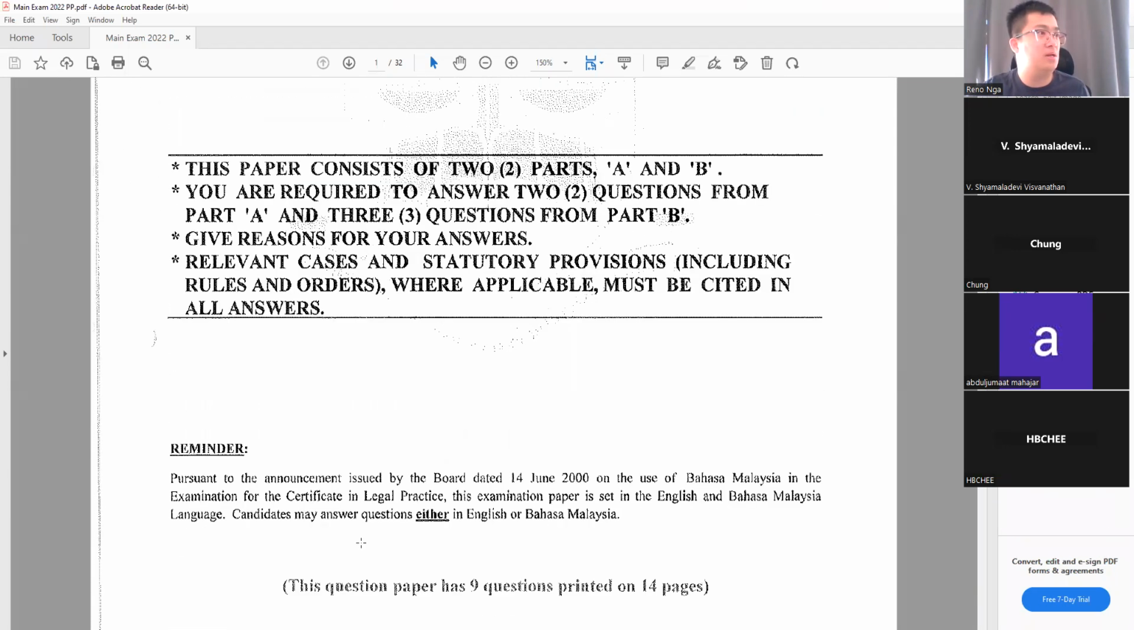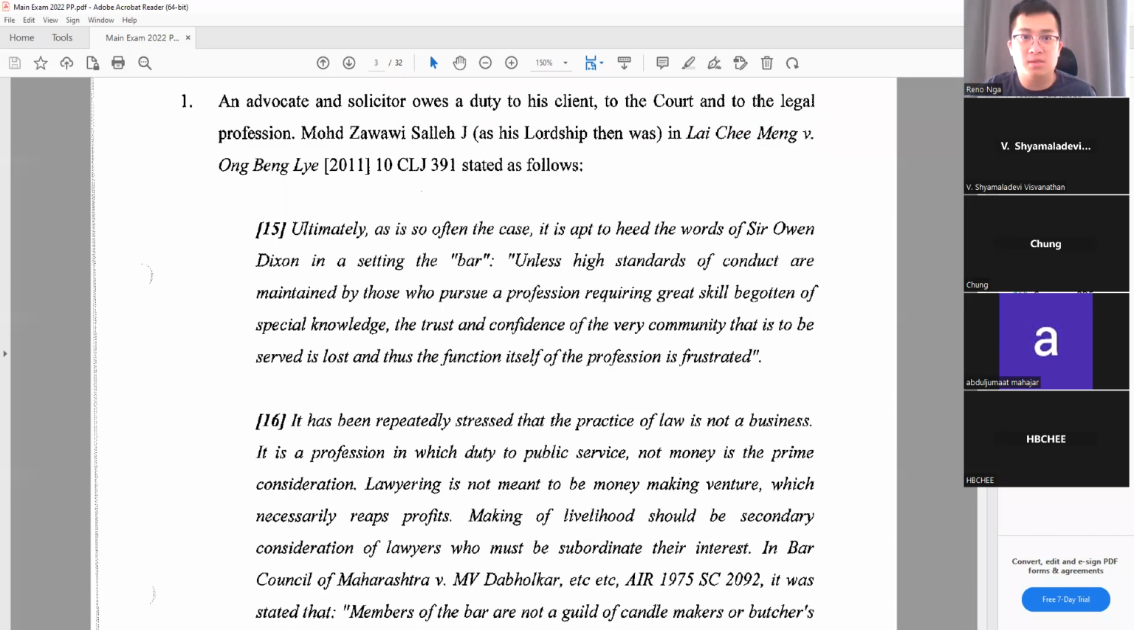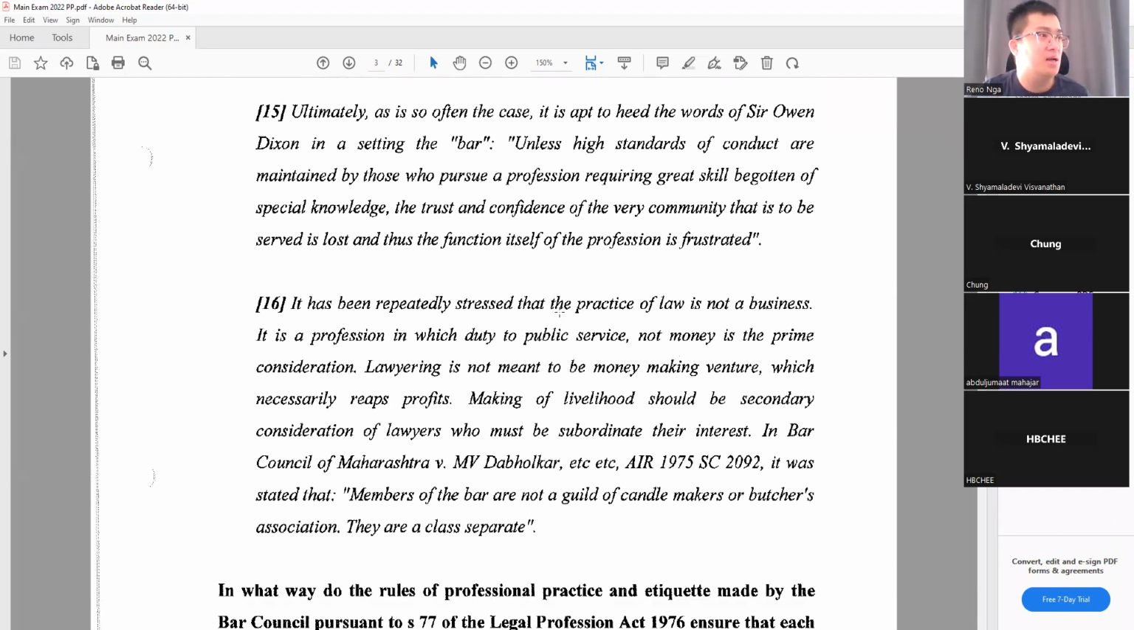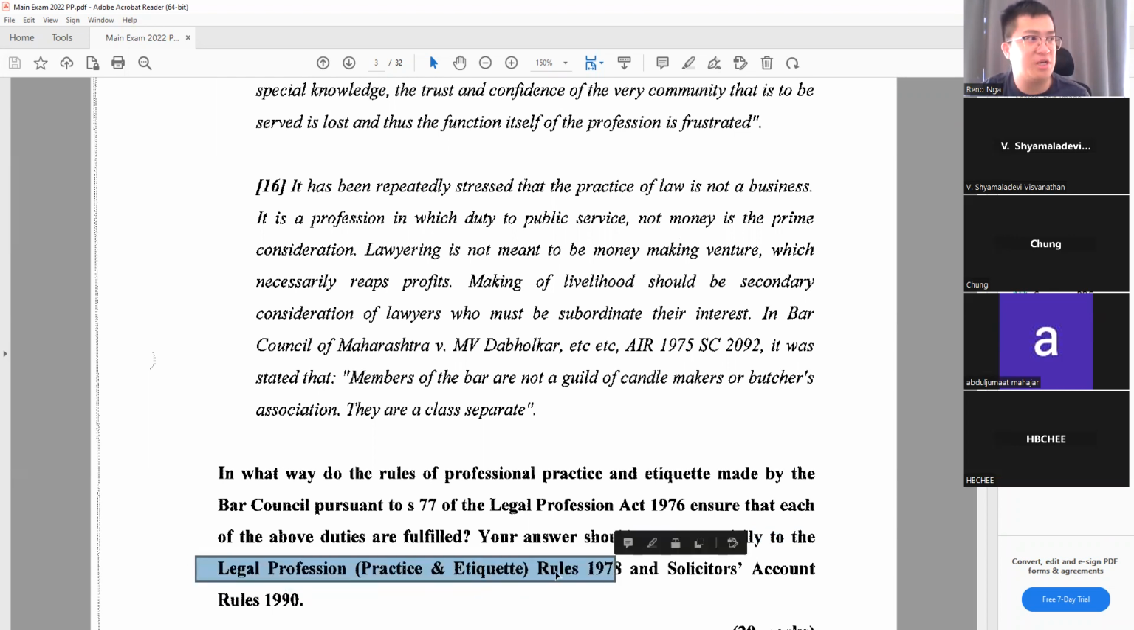Okay, so let us go to question number 1. I think everybody has read the questions, right? Basically, this is an essay question that asks you to cite all the relevant rules under LPPER, which is the Legal Profession Practice and Etiquette Rule, and also the Solicitors' Accounts Rule. So before that, can I just briefly tell you what professional practice is?